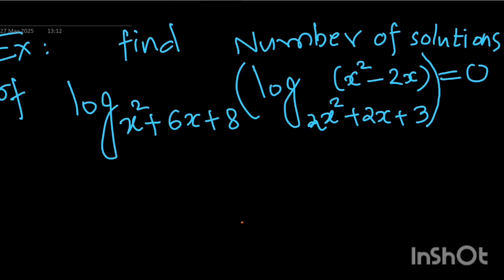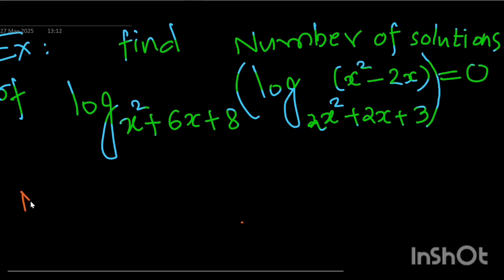Let's try these examples, guys. We have to find the number of solutions of this equation. Log, the base is x square plus 6x plus 8, inside the argument is also a log whose argument is x square minus 2x, and base is 2x square plus 2x plus 3, and equal to 0. That is the log equation. We have to find the number of solutions.